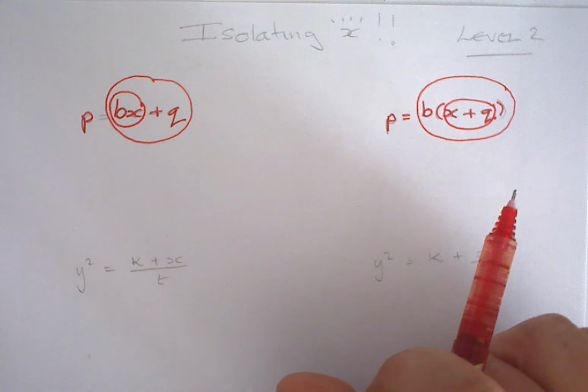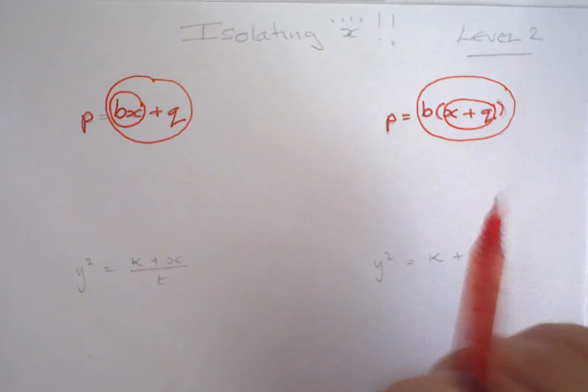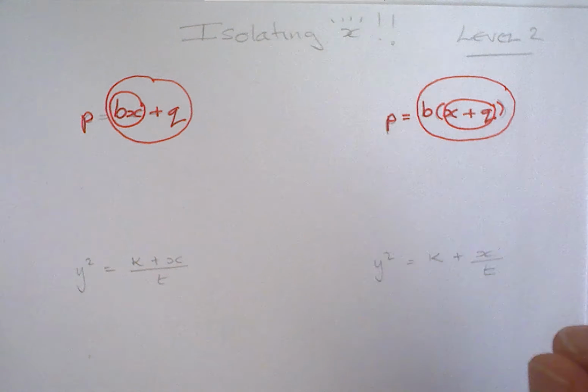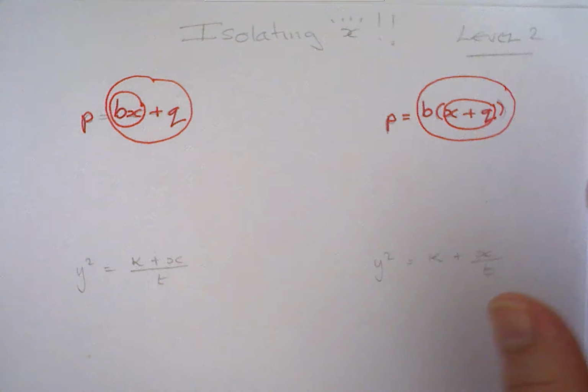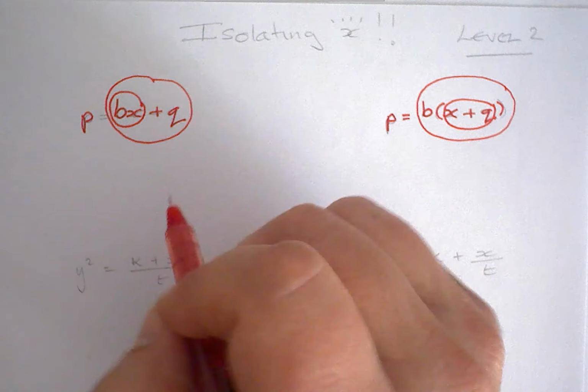So this is what I mean by understanding the difference between these two questions and seeing the layers in the algebra. So we know that we've got to divide by b in both questions, and we know that we've got to minus q in both questions, but we have to do them in a different order, and this is what people find tricky, is seeing the order in the algebra. Well, let's have a look at this one.